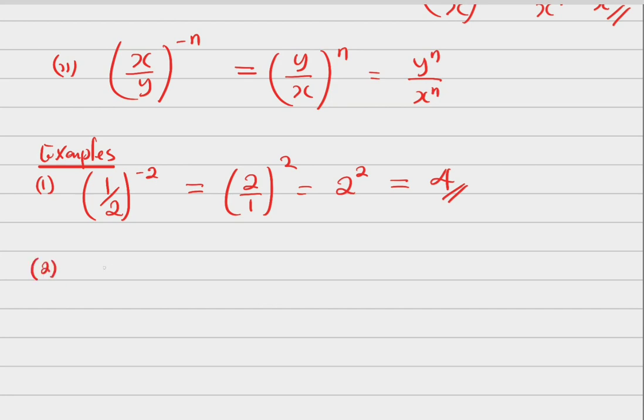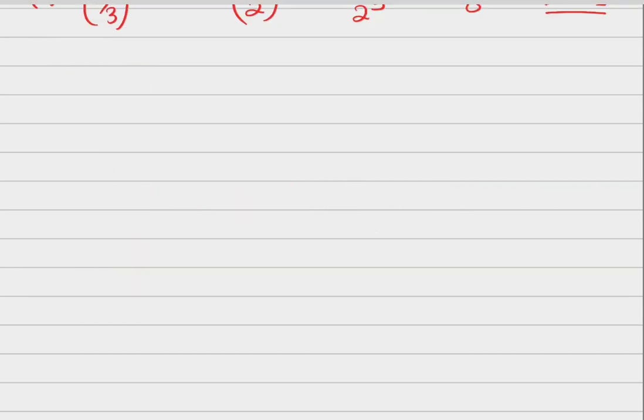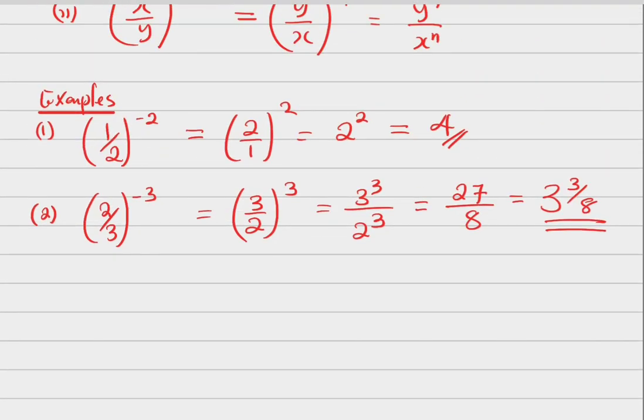Now let's go to example 2. Let's say I have 2 over 3 all raised to power minus 3. Because of this minus, it becomes 3 over 2 raised to power positive 3. And this is going to be 3 raised to power 3 over 2 raised to power 3. 3 raised to power 3 is 27 over 2 raised to power 3, which is 8. So how many times will 8 go into 27? It has to be 3 times, then remember 3 over 8. So you see, you can actually do this. It's very simple. It's not hard.